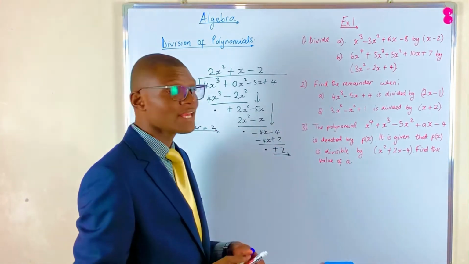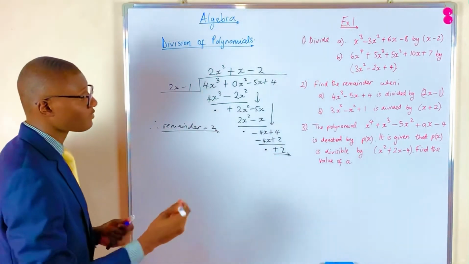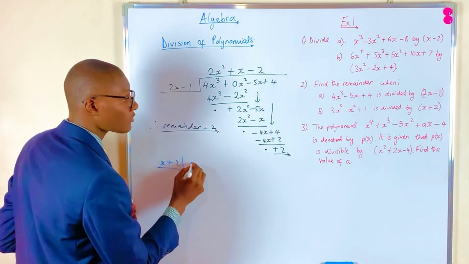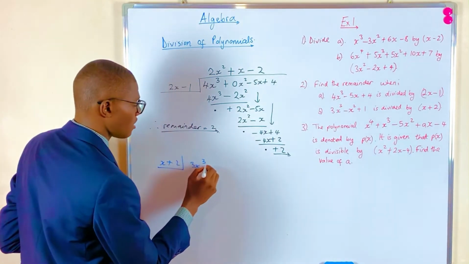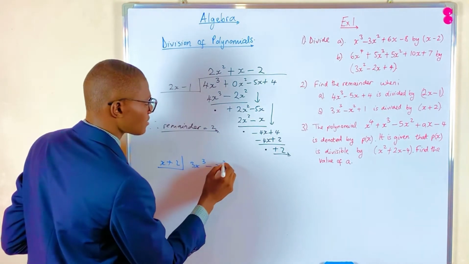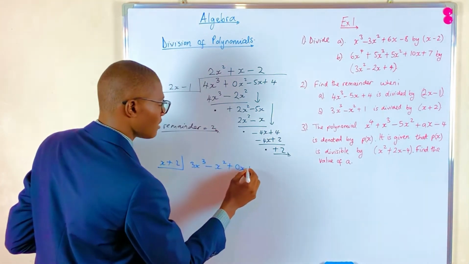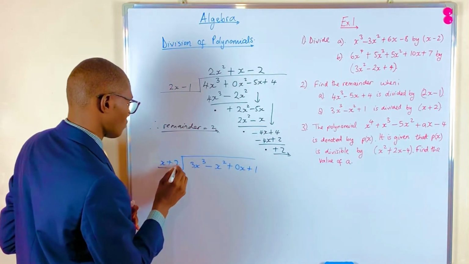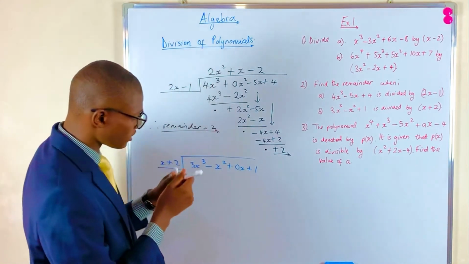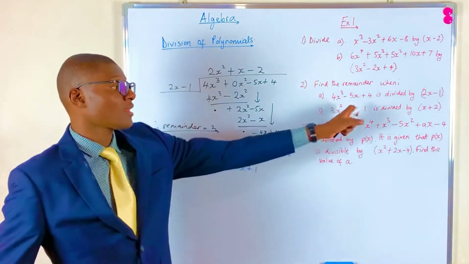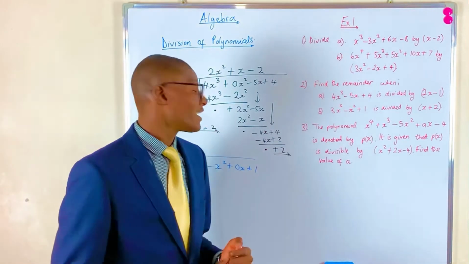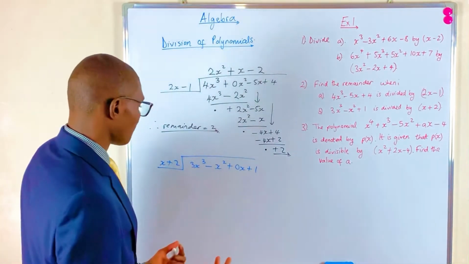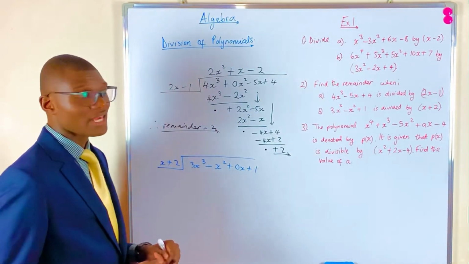Now for the second part of number 2, we're asked to find the remainder when we divide 3x cubed minus x squared plus 0x plus 1 by x plus 2, like this. And please take note, here I've included 0x, even though it's not there, such that when we're carrying out our long division, it's just like it's there, right? And we won't make any mistakes.